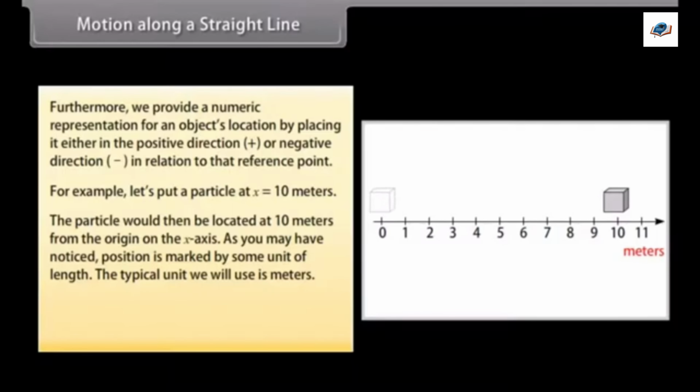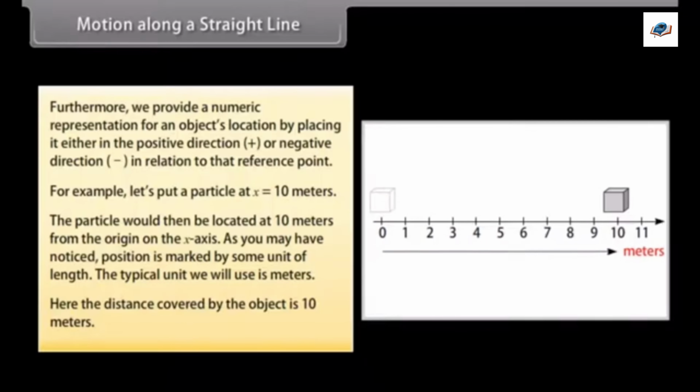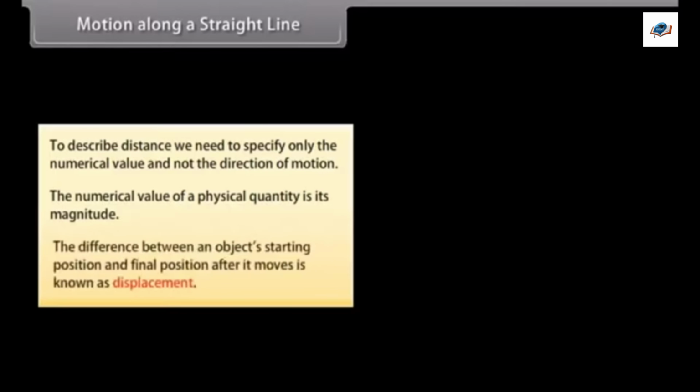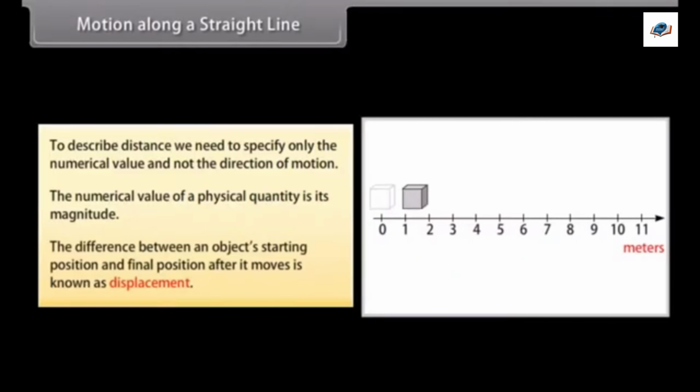As you may have noticed, position is marked by some unit of length. The typical unit we will use is meters. Here the distance covered by the object is 10 meters. To describe distance, we need to specify only the numerical value and not the direction of motion. The numerical value of a physical quantity is its magnitude. The difference between an object's starting position and final position after it moves is known as displacement.